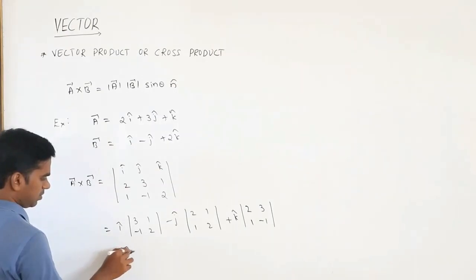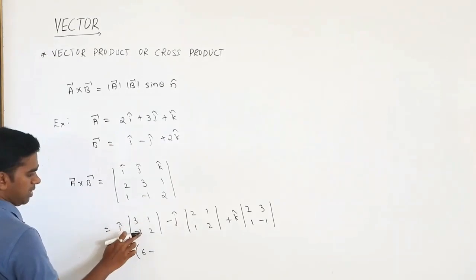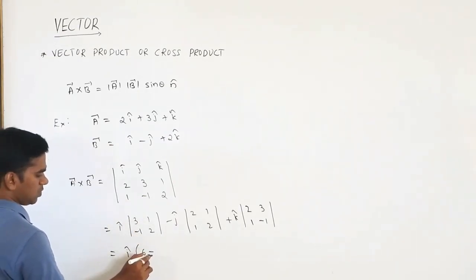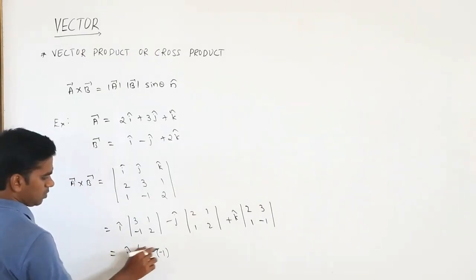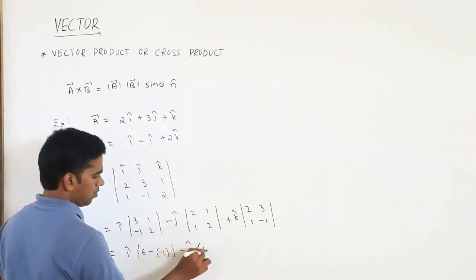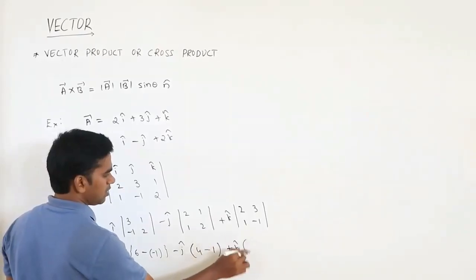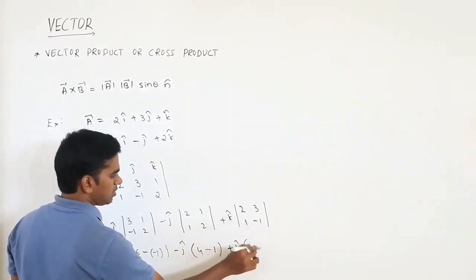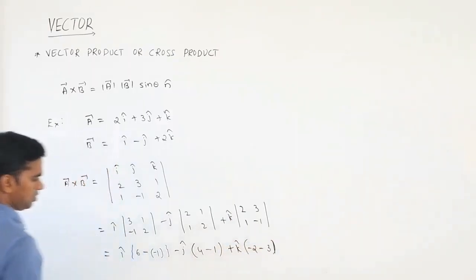So next, I cap: 3 into 2, 6, minus 1 into 1 will become minus 1. So minus will become plus. So shall I write directly or what? So let me write minus 1. Okay. So minus j cap, 2 into 2, 4 minus 1 into 1, minus 1, plus k cap, 2 into minus 1 will become minus 2, so minus of 3 into 1 is 3. Okay. So this is what we got.